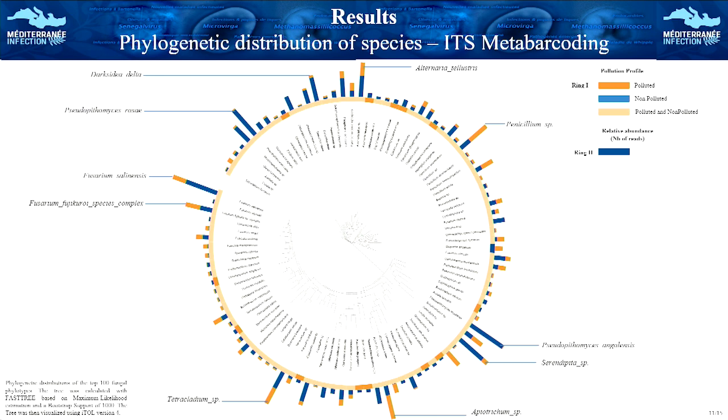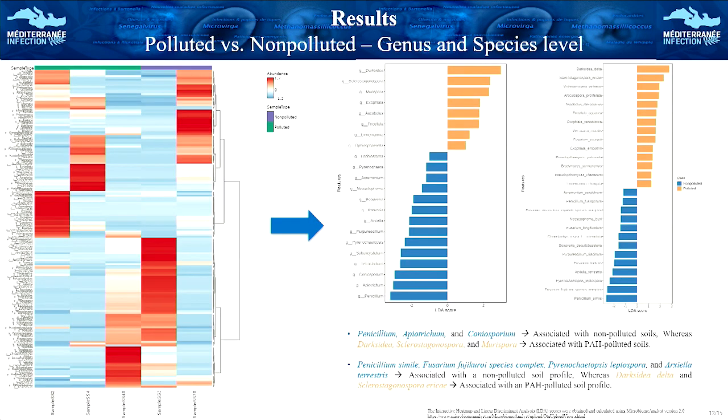Next, we constructed a phylogenetic tree with the top 100 OTUs, and we highlighted the top 10, which contributed to most of the reads. In fact, we can see that some of them were differentially abundant in one of the 2 soil profiles, which led us to dig a bit deeper. We ran some LDA analysis, and we saw, interestingly, that Penicillium, using this approach, was more likely associated to a non-pH polluted soil profile.